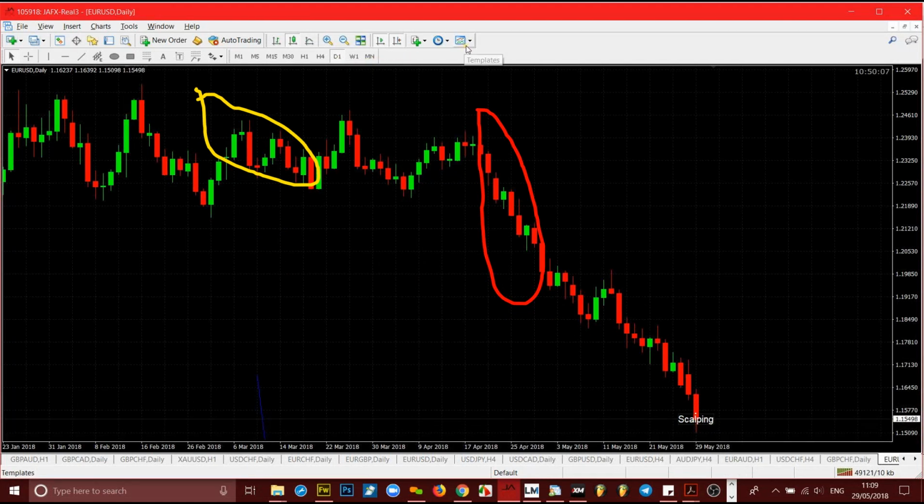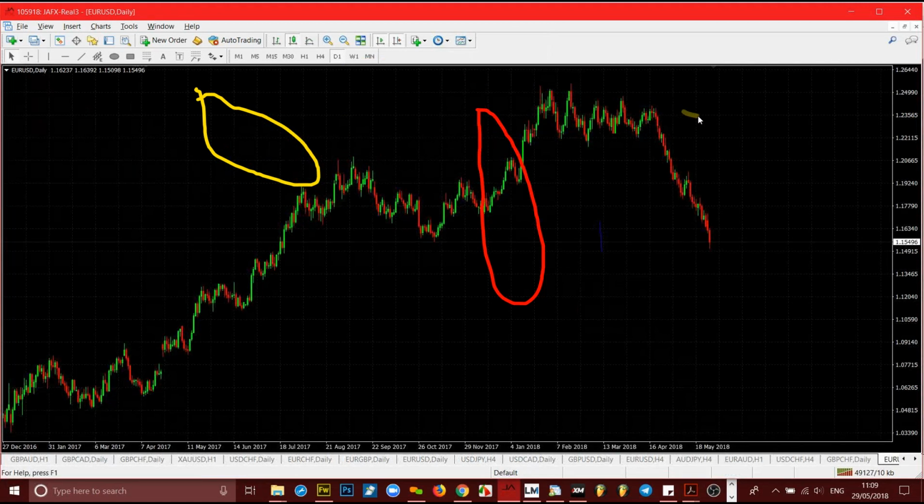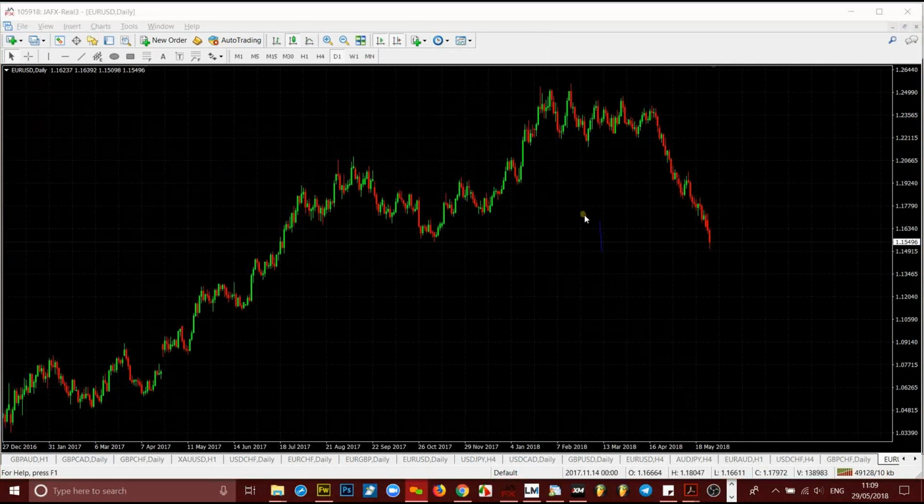So scalping, when you're scalping, you're trading within the 1 minute time frame or the 5 minutes time frame. What you're looking for is basically 5 to 10 pips in the market. But like I said, you will learn more about scalping in subsequent classes.